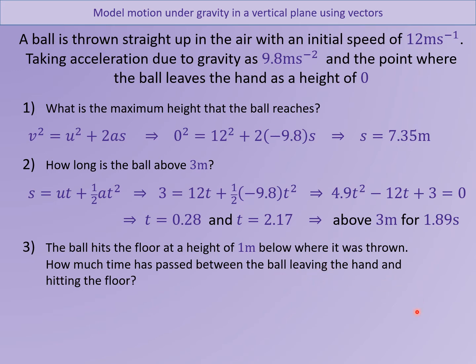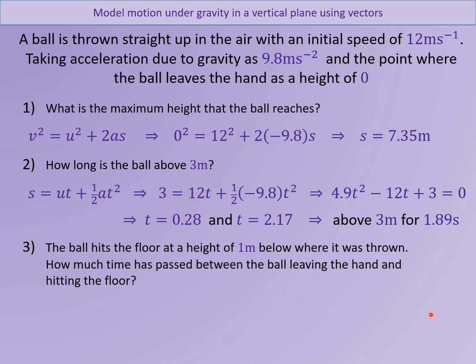So it starts up here, it goes right up in the air, hits the 7.3 mark, comes back down, passes where it started, and then hits a point down here at 1 meter below where it's been thrown. Okay. How much time has passed from the ball leaving the hand to hitting the floor?